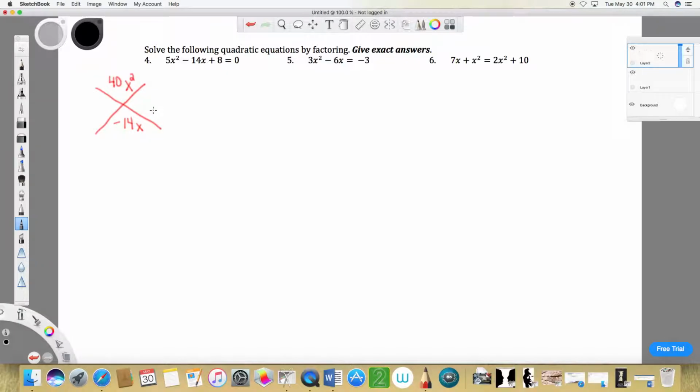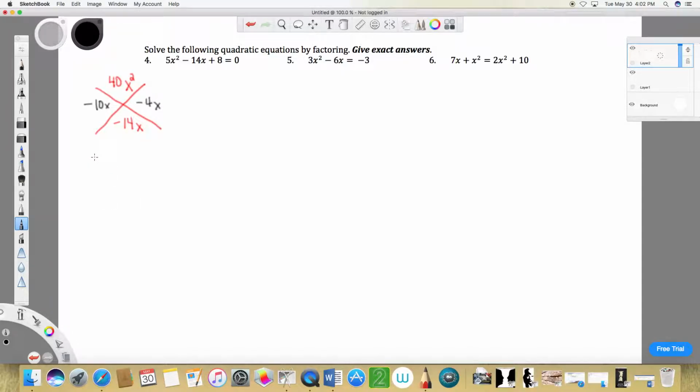That is called trial and error. So you begin to look at the different factors of 40, and it probably doesn't take you very long to play around and see that negative 10x times a negative 4x does the trick. If you multiply these together, you get the top of the X. If you add them, you get the bottom of the X.